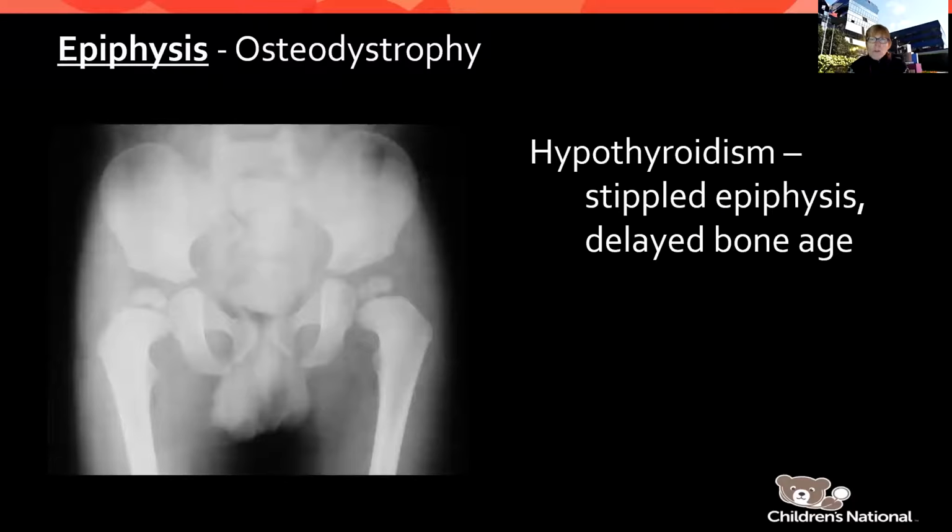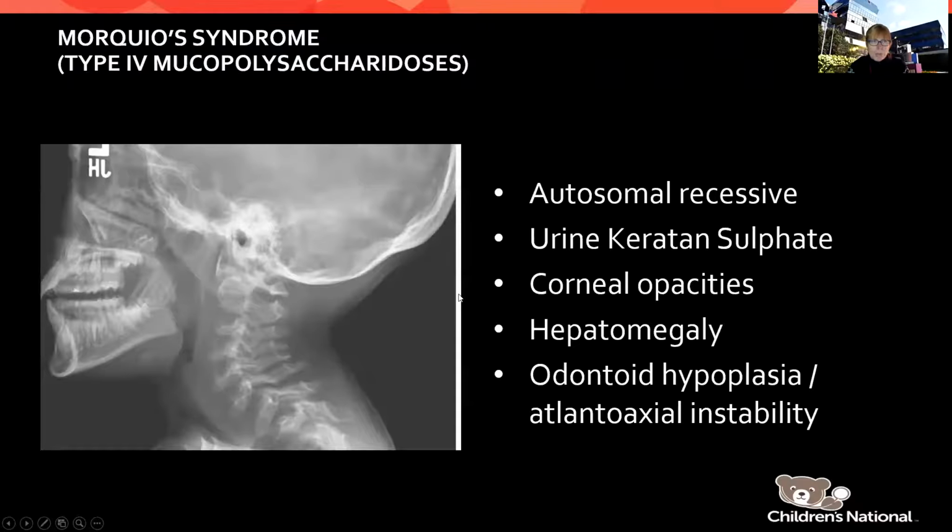For over and undergrowth of the epiphysis, remember that hypothyroidism can mimic the epiphyseal dysplasias because it also affects the growth of the epiphysis. They can have a delayed bone age, but all the epiphyses can look somewhat stippled. And Morquio, among the mucopolysaccharidoses, is the one where the epiphysis is the most affected. Remember, these are the children that probably have the most severe skeletal abnormalities, but their CNS is not as bad. So you want to be looking at the spine in particular in these cases.